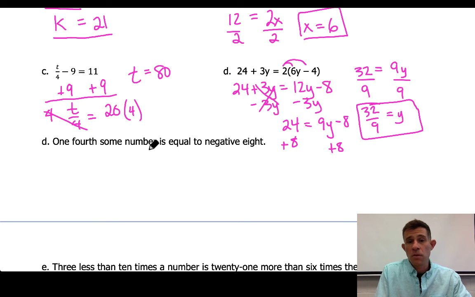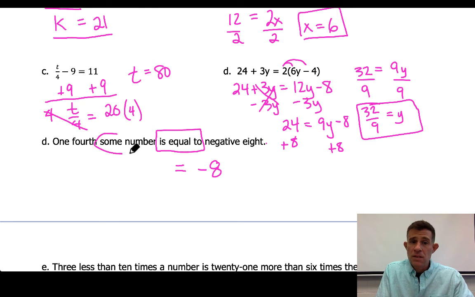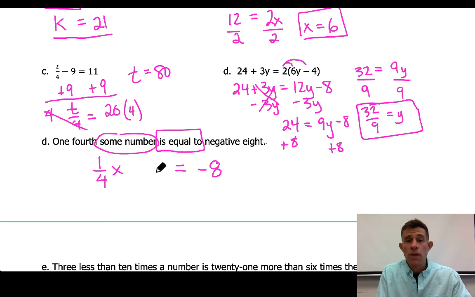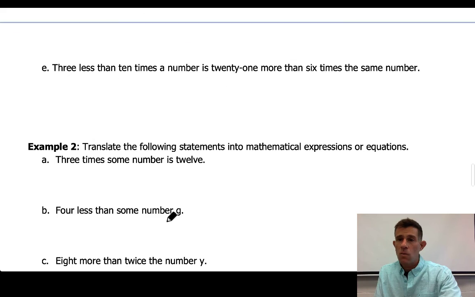1/4 of some number is equal to -8. Now, whenever we see that is equal to, we know that we can drop our equal sign into that equation. -8 is simply going to be -8. Now, 1/4 some number. Whenever we read this some number, we know that we have a variable. So 1/4 of that is simply 1/4 multiplied to that variable. So we can say 1/4 x equals -8. I would like for you to take a minute, pause the video, and solve this equation for the value of x. Welcome back. Here we go.